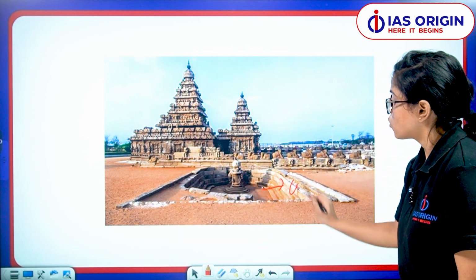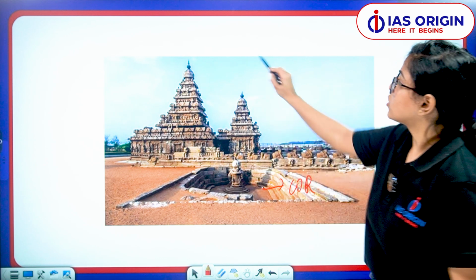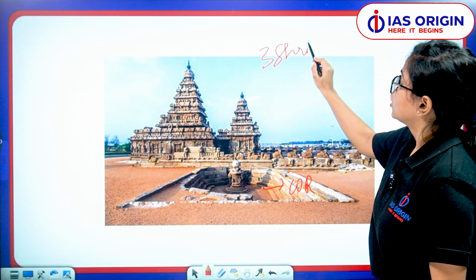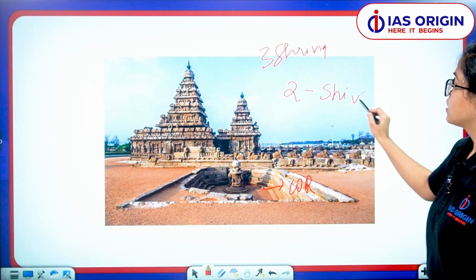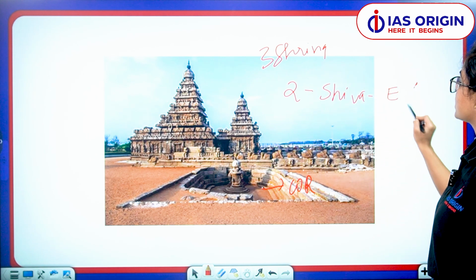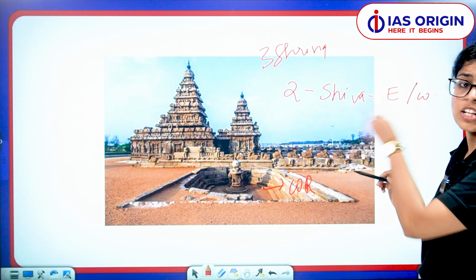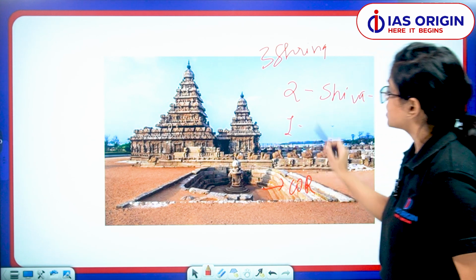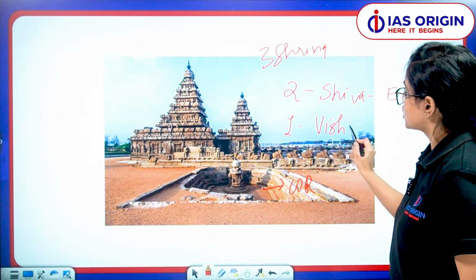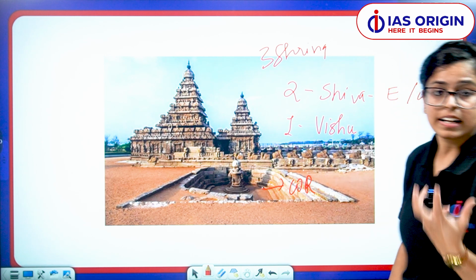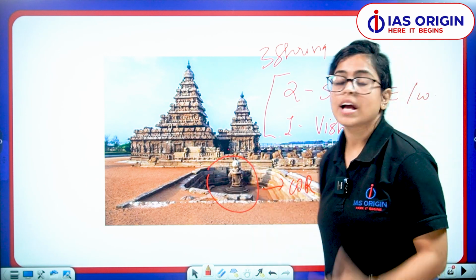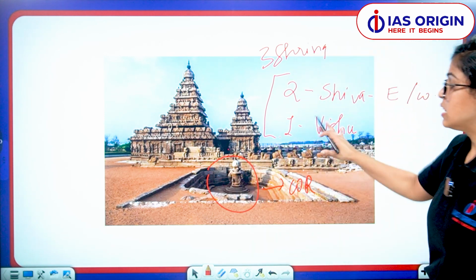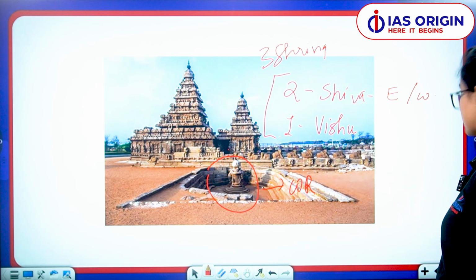Here water reservoir is there, okay, and here 3 shrines are there. 2 shrines are dedicated to Lord Shiva. They are east and west facing, okay, one is east facing, one is west facing, and 1 shrine is dedicated to Vaishnavite saint or the Vishnu deity, and total 3 with a water reservoir and a large compound. This is a shore temple of Mahabalipuram.